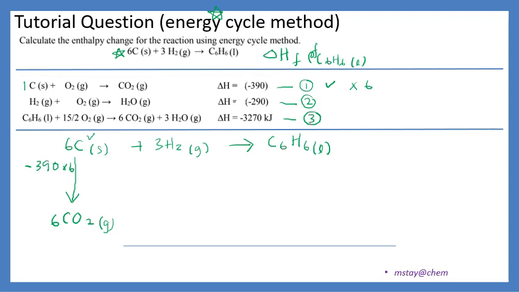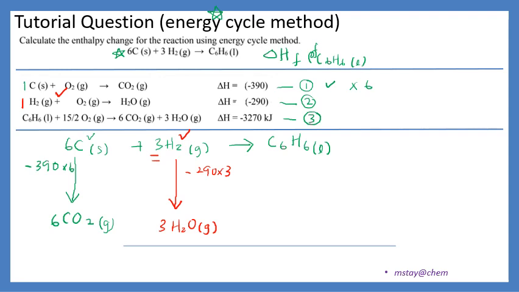Then for the next one, we notice that we have 3 mole of hydrogen gas. Hydrogen gas is at the reactant side, and this hydrogen gas is also at the reactant side. It means that we can maintain the sign of the delta H. However, here it shows 1 mole, but here it is 3 mole. So we are going to multiply by 3. Negative 290 multiplied by 3. And then we will produce 3 mole of H2O gas.